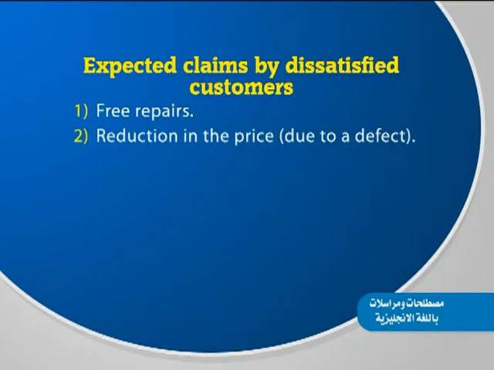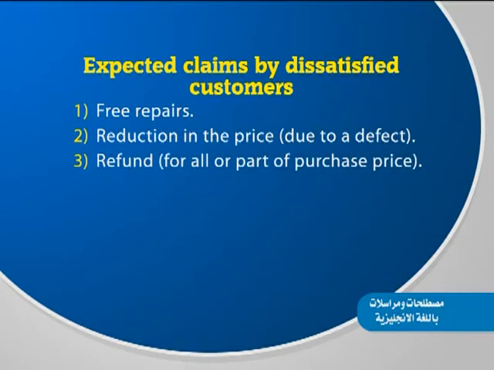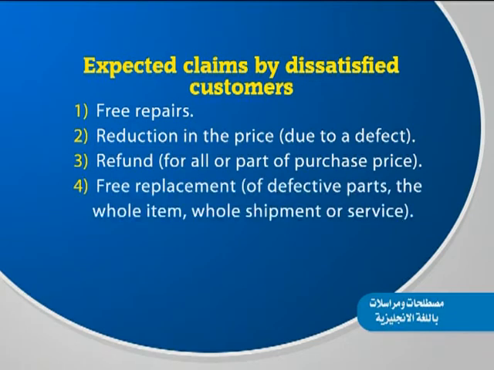In most cases, unhappy customers have certain claims they think will compensate the inconveniences. The following are examples of expected claims by customers. 1. Free repairs. 2. Reduction in the price due to a defect. 3. Refund for all or part of the purchase price. 4. Free replacement of defective parts, the whole item, or the whole shipment or service.